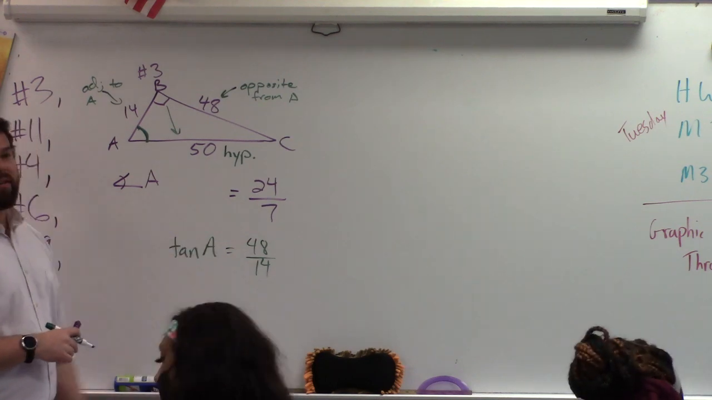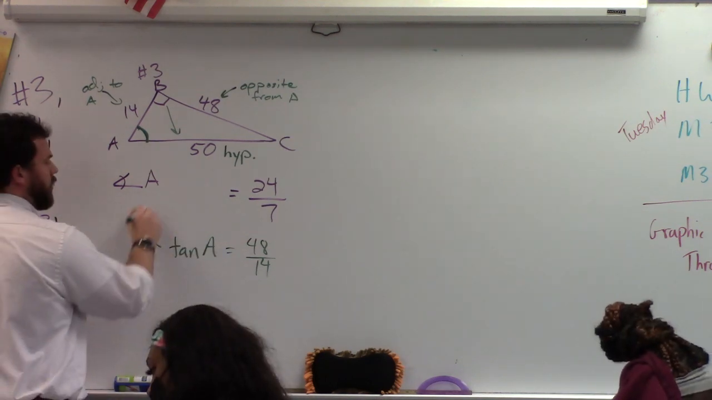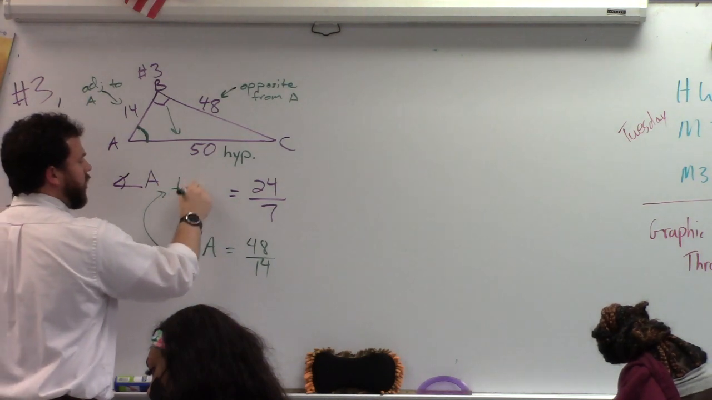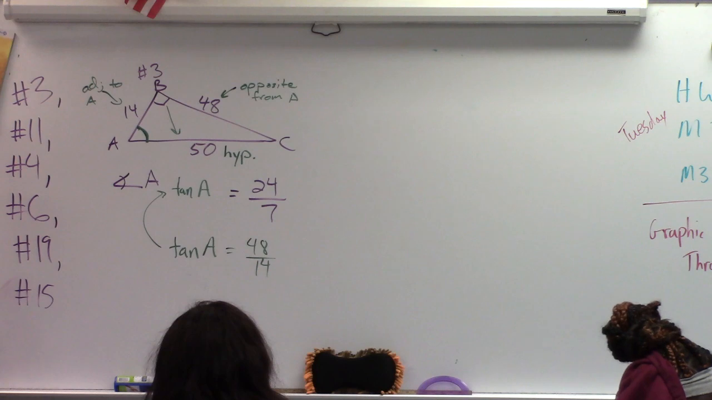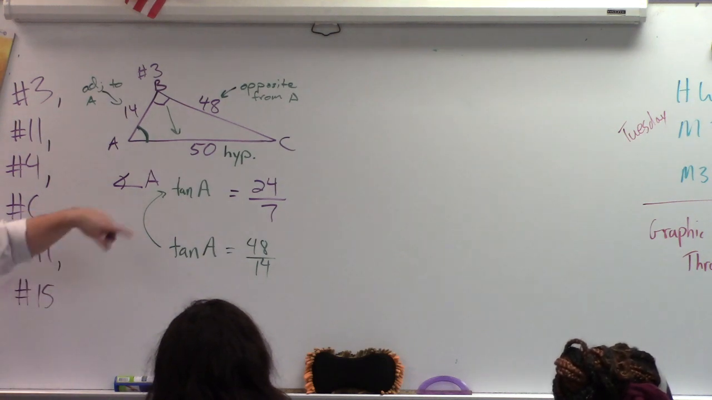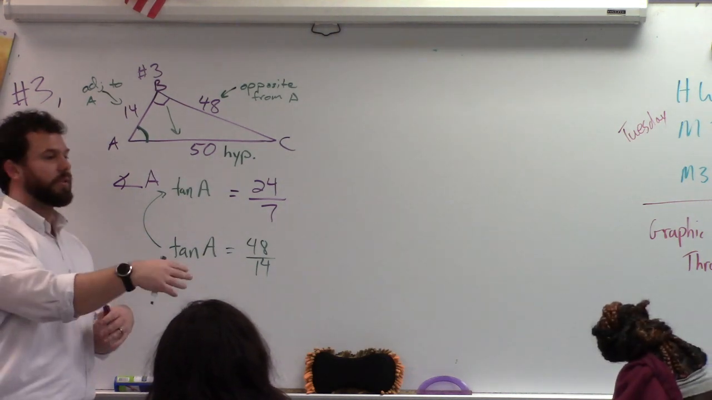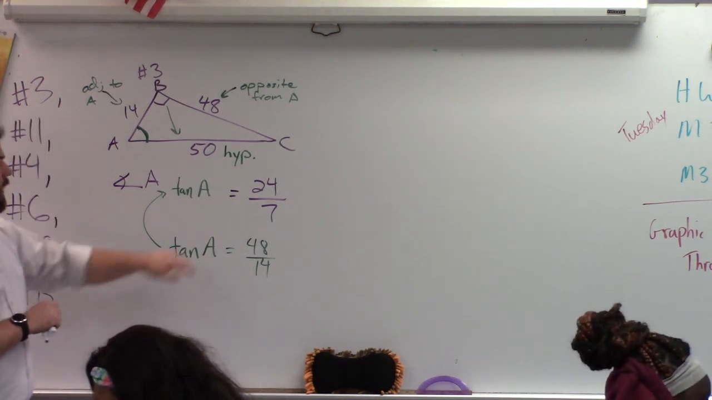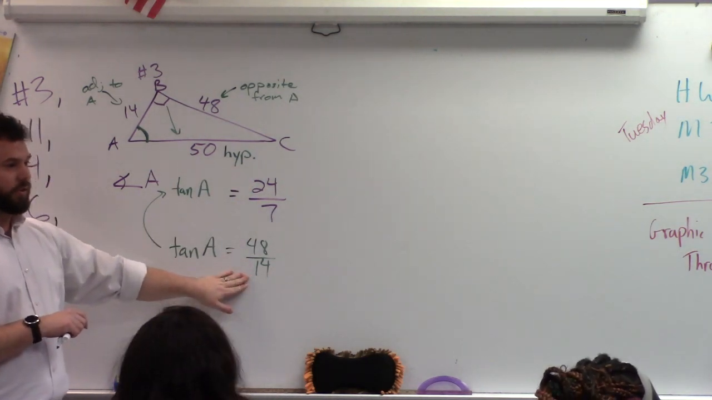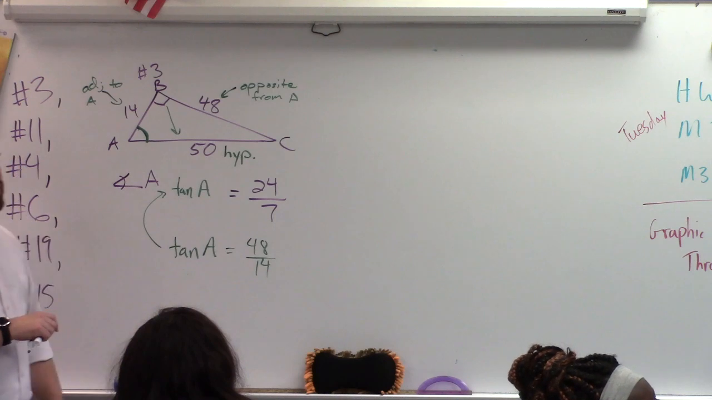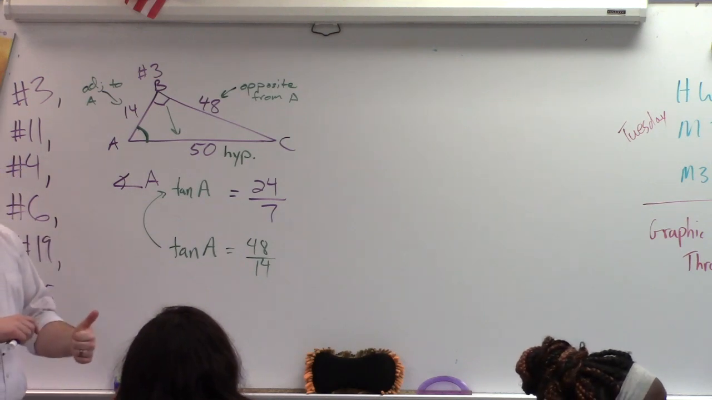Tangent of A is 48 divided by 14. Therefore, the tangent of A is also 24 divided by 7. We needed the 24 divided by 7 because that's what it already gave us, right? And so we had to rewrite it as 48 divided by 14 first to figure out that was the tangent of A. Okay? We good with that?